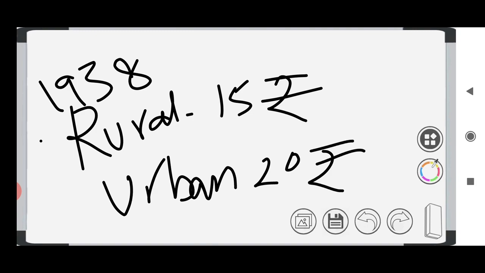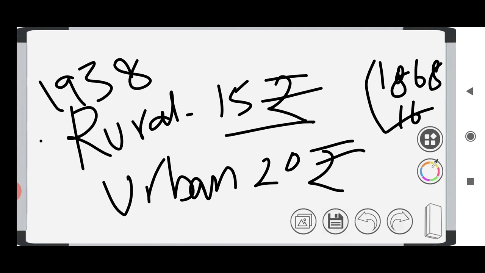Earlier we saw that in 1868, if a person earns 16 rupees per year, he is considered not poor, as said by Dadabhai Naoroji. But in the 1938 estimation, if a person earns 15 rupees per month, he is not poor in rural areas, whereas in urban areas, if he earns 20 rupees, he is considered not poor. Just remember clearly that in 1868 they spoke about a year's expense, whereas in 1938 they spoke about a month.